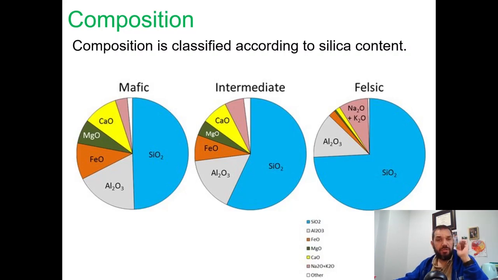These are pie charts showing you the composition of mafic, intermediate, and felsic in terms of elements of the periodic table. Okay, this is not the mineral content, so don't put this down for minerals. It's just showing you the concentrations of the elements of the periodic table in these.